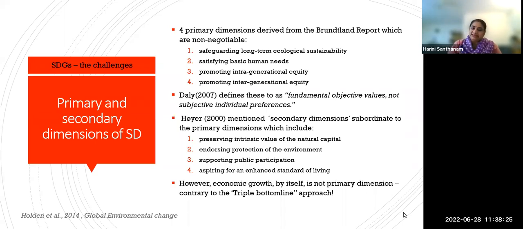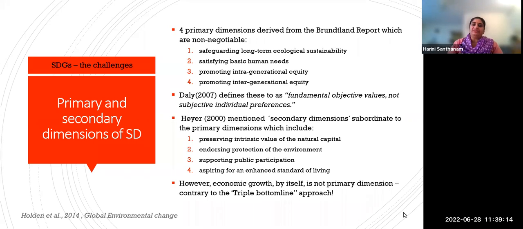dimensions of sustainable development. So the secondary dimensions, they are actually derived from the primary dimensions. Very important thing about the primary dimensions is that the definition given by Daly in 2007 defines these primary dimensions as fundamental objective values, not subjective individual preferences. This we have to understand if we have to go to secondary dimensions. So here, fundamental objective values means every human being born on this earth has to achieve these 4 dimensions or imbibe these 4 dimensions so that they can contribute to sustainable development. It is not just the individual's right or individual's position to do that.